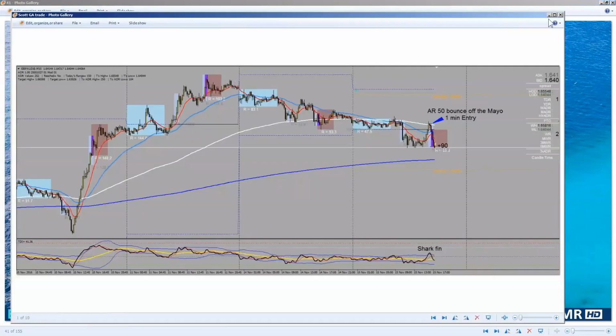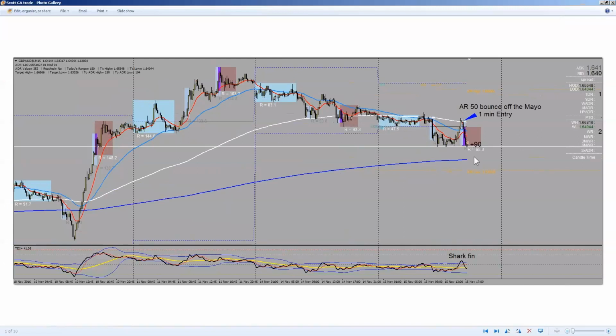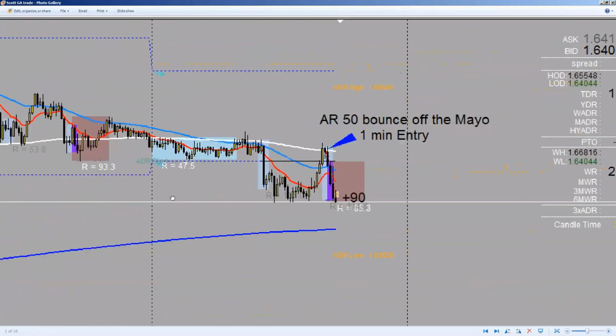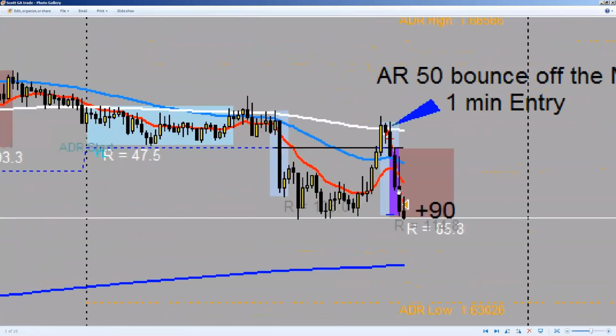In fact, our friend here took a beautiful, this is Scott, took a beautiful AR50 bounce at Asia range. It broke the Asia range, then pulled back to the Asia midline right off the Mayo, and he got 90 pips out of this thing on a 1 minute entry. But guess what there, Scott? You had 1, 2, 3, give it about 45 minutes plus. I'm going to show you how you might be able to be a little more productive with your time in here to basically milk this thing a tad further.